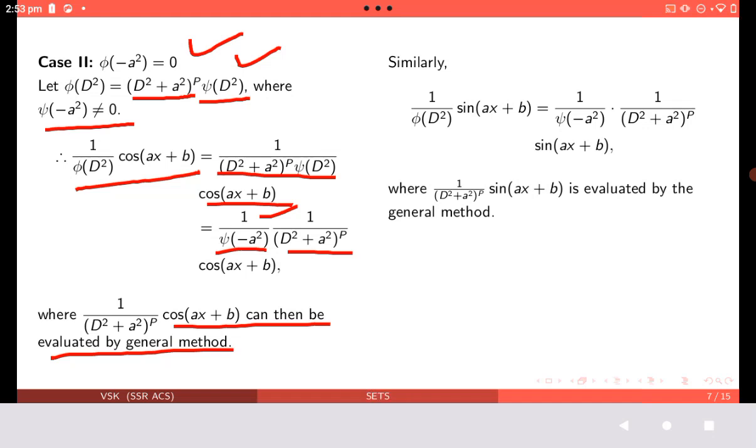Similarly, in the case of sine, this expression will become 1 upon psi(-a²) times 1 upon (D² + a²) to the power p into sin(ax + b). Again, the general method we'll see in the example.